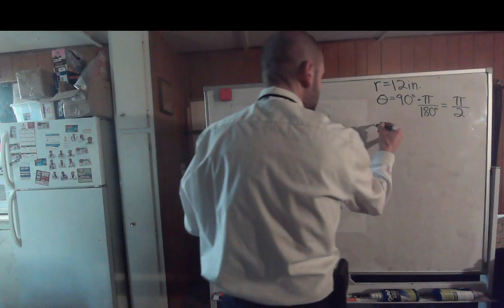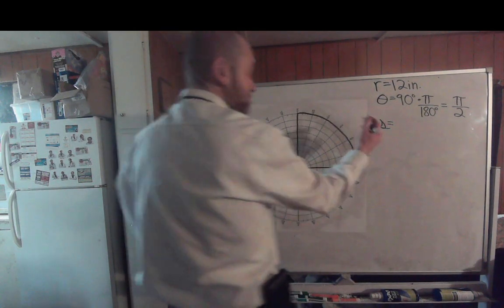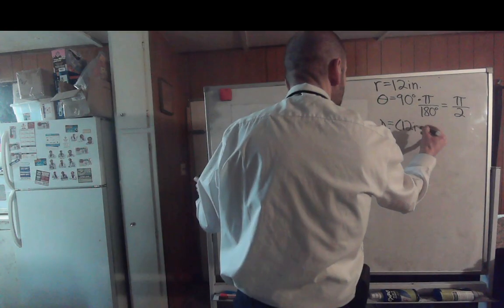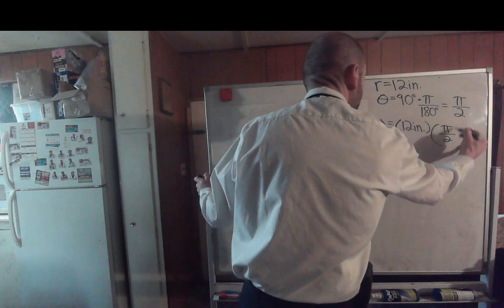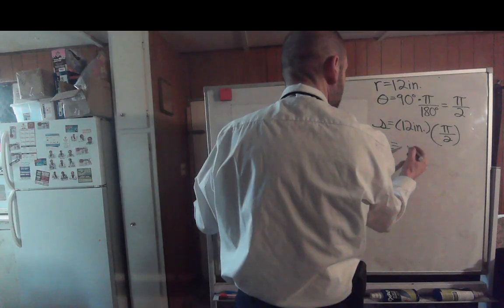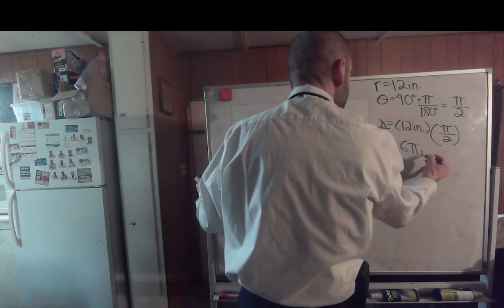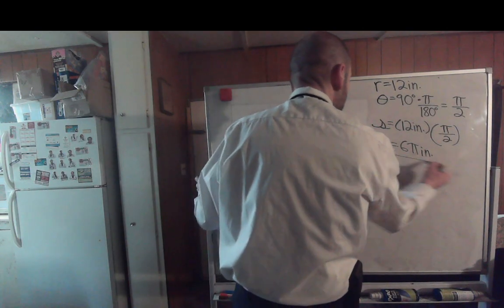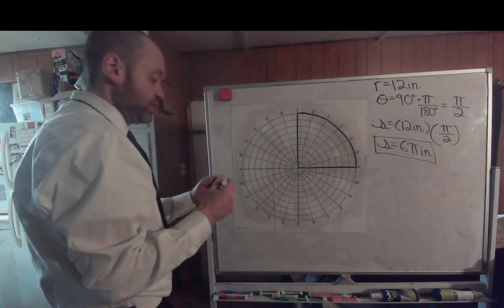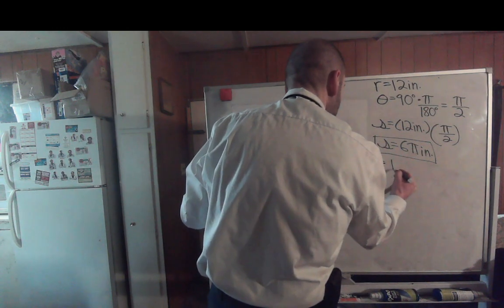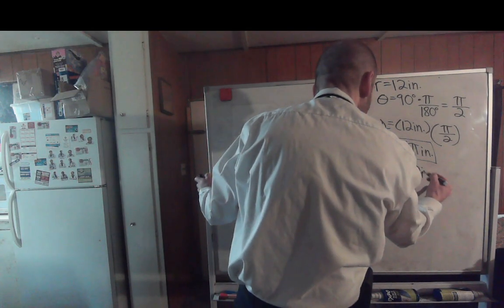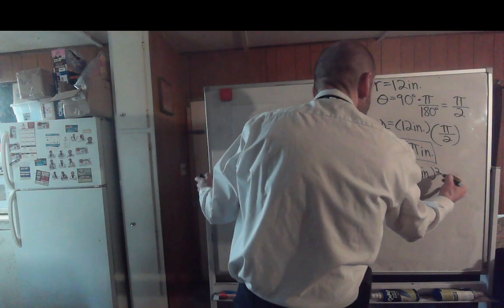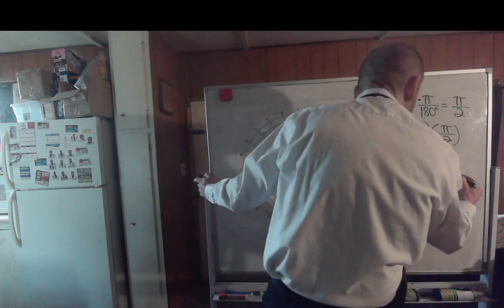So now we can find the length of this arc, which is going to be my radius of 12 inches times my theta of pi over 2, which means my arc length would be 6 pi inches. So the length of this arc would be 6 pi inches then. Now let's find the area of this whole sector. So that's going to equal 1/2 of my radius of 12 inches raised to the second power times my theta of pi over 2.